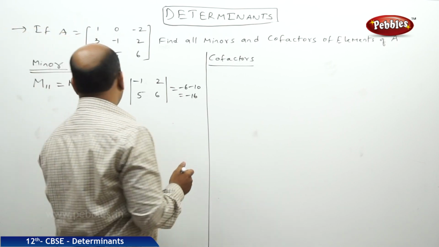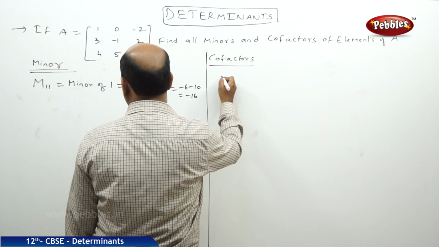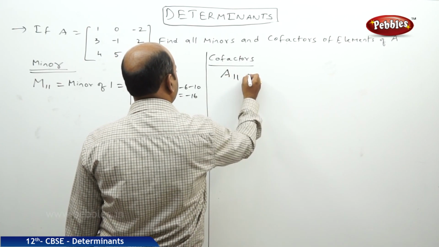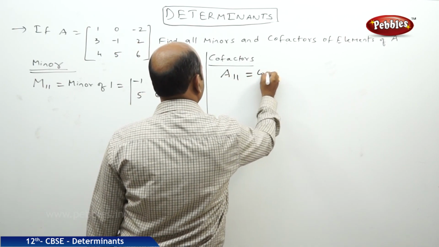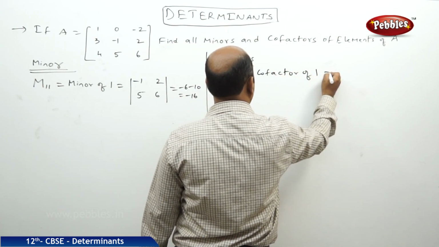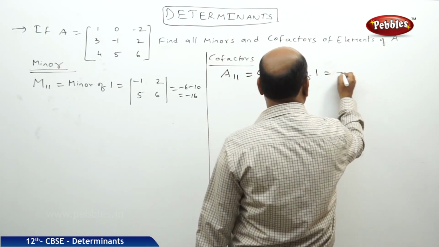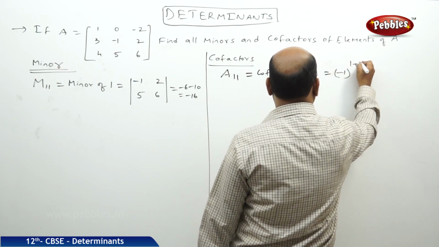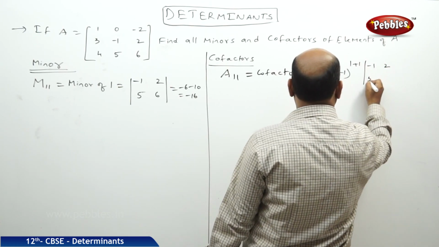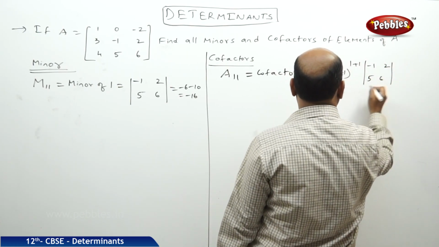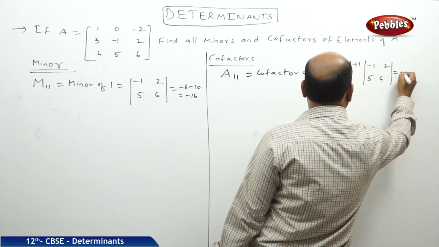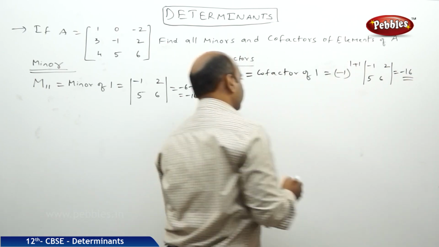Now cofactor. Cofactor means I shall indicate as A11, right? A11, that means cofactor of 1. Cofactor of 1 means how can we write? This is nothing but minus 1 to the power 1 plus 1 into its minor. Into its minor means minus 1 to 5, 6. So what happens? That is equal to minus 1 whole square is 1 only, and the value will become minus 16. I think you followed this.